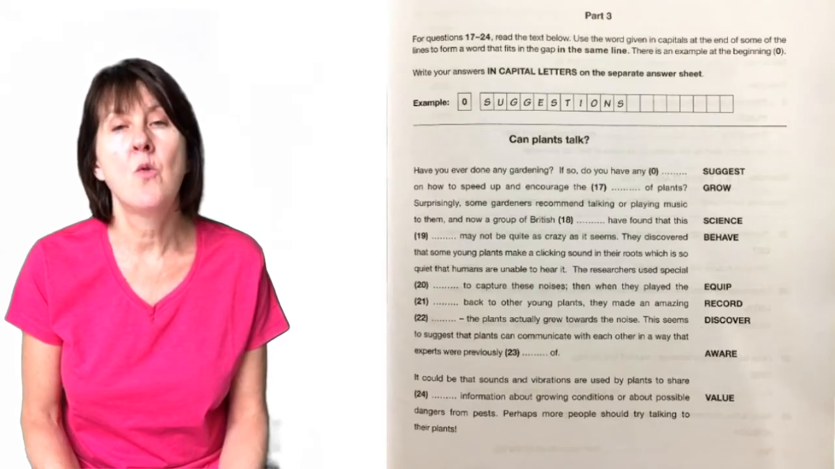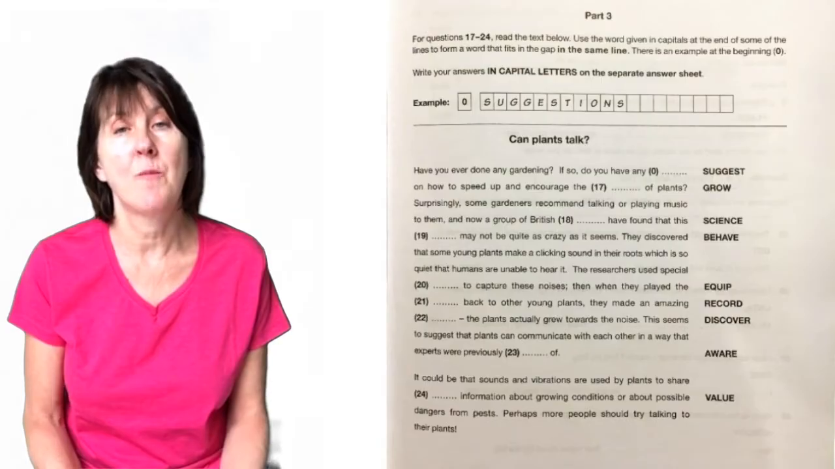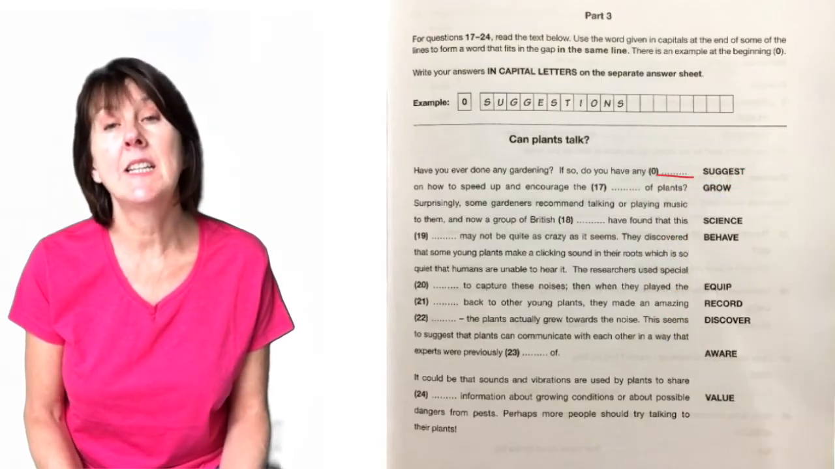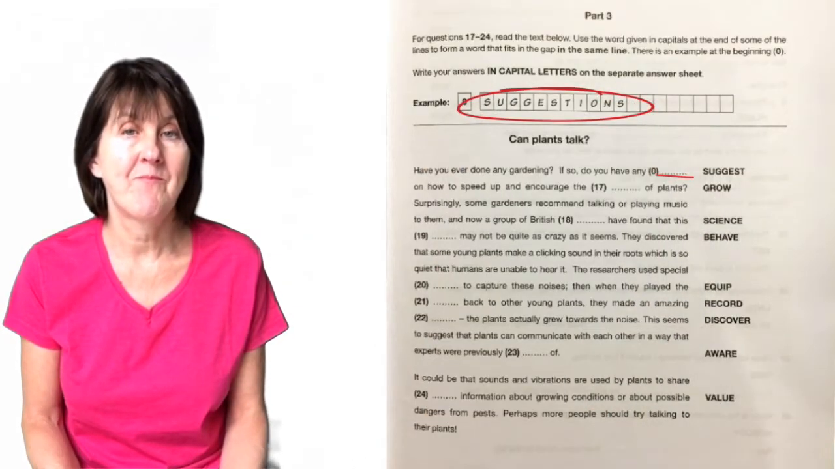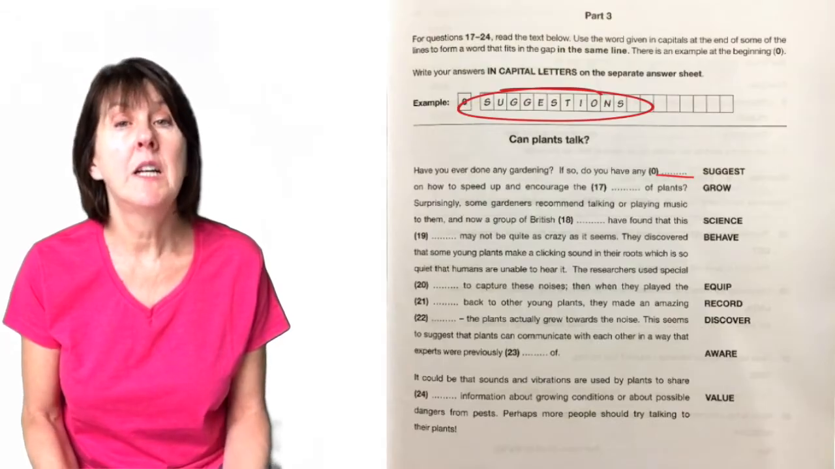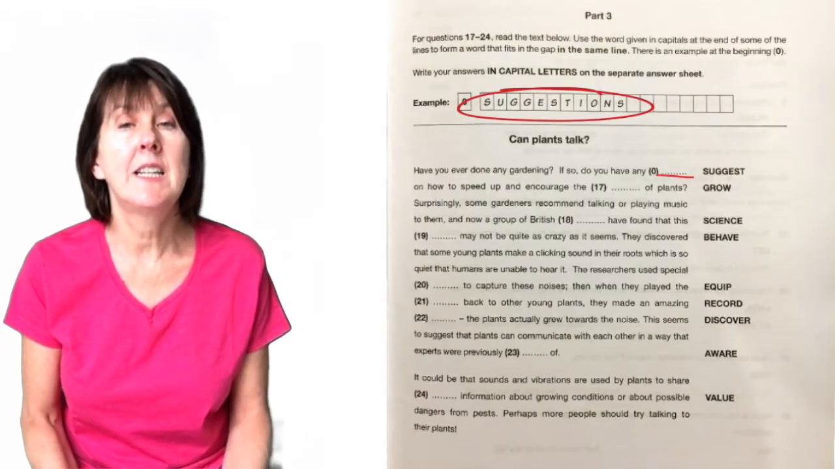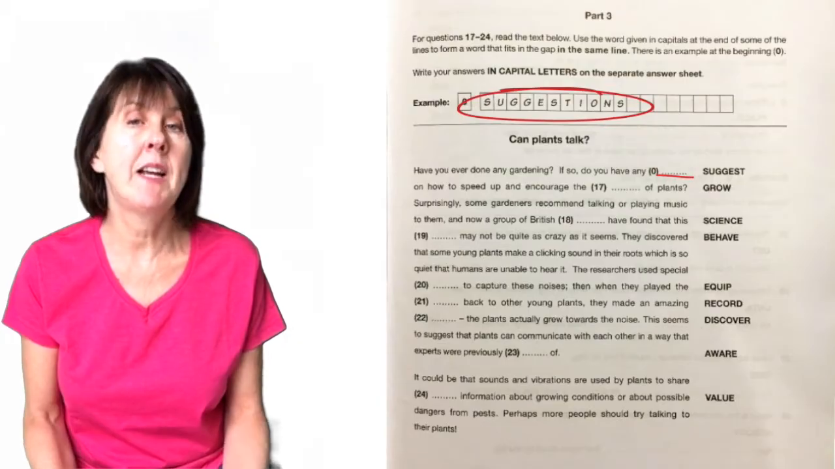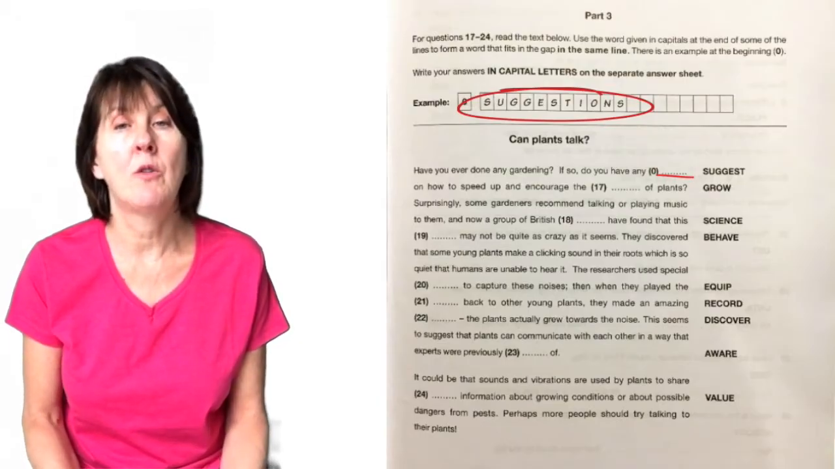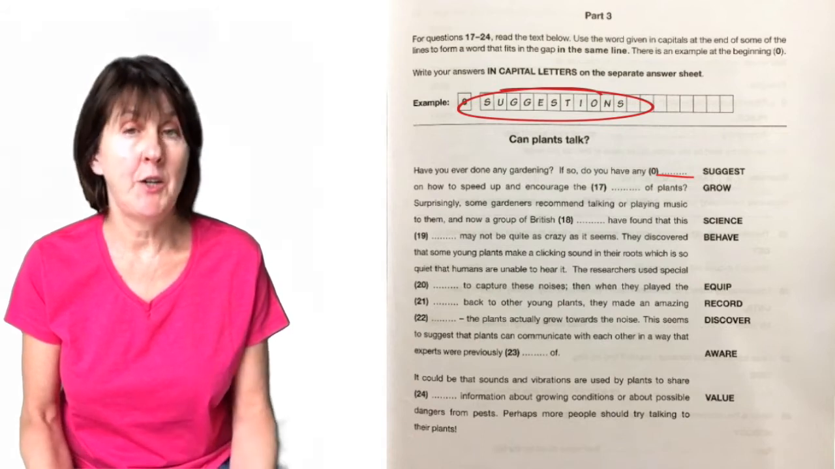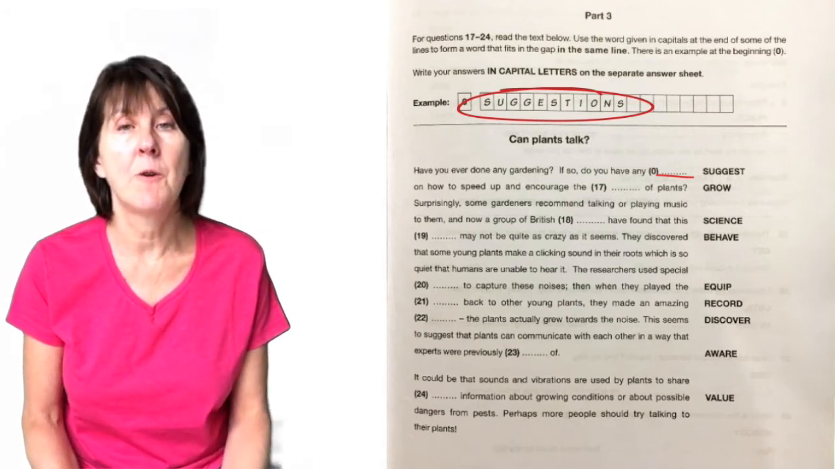The text is called Can Plants Talk? 0 is the example and shows you how to fill out the separate answer sheet with a letter in each box. Here is the verb suggest with the added suffix -ions to make a noun. Remember to check if you need a singular or plural. If you put no s, you get no points, so you'll get it wrong. So read the whole text first to get the meaning.